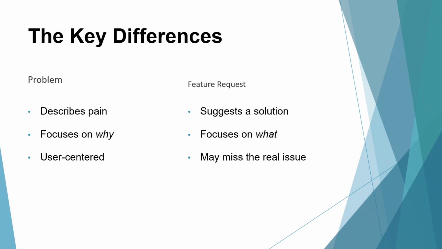What are the key differences between problem and feature request? Problem describes pain, while feature request suggests a solution. Problem focuses on why, feature request focuses on what. Problem is user-centered, while feature request may miss the real issue.